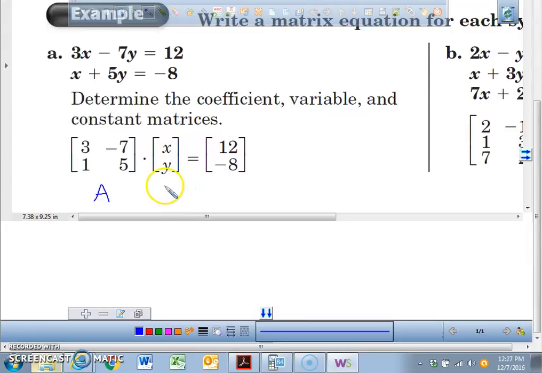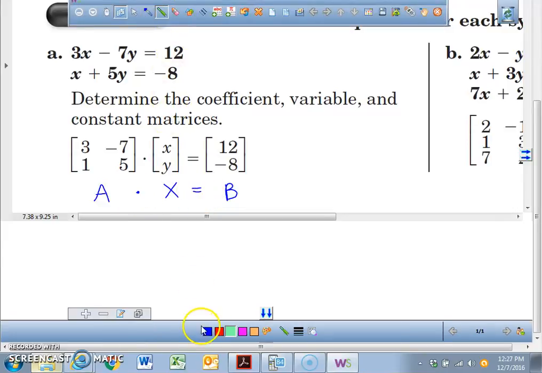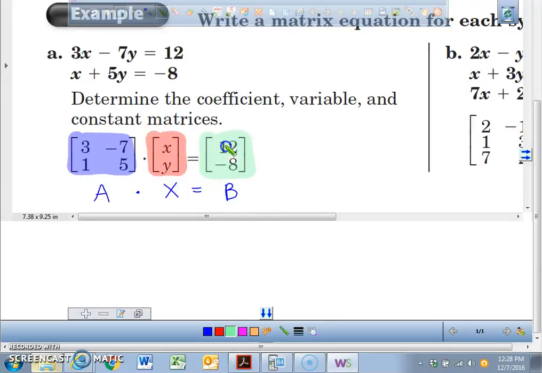And I want you to label this matrix X right here. And I want you to label this matrix B, and we're going to assign them different colors. This one will be in blue. We'll do this one in red, and this one in green. All right? So matrix A is blue, matrix X is red, and matrix B is green.